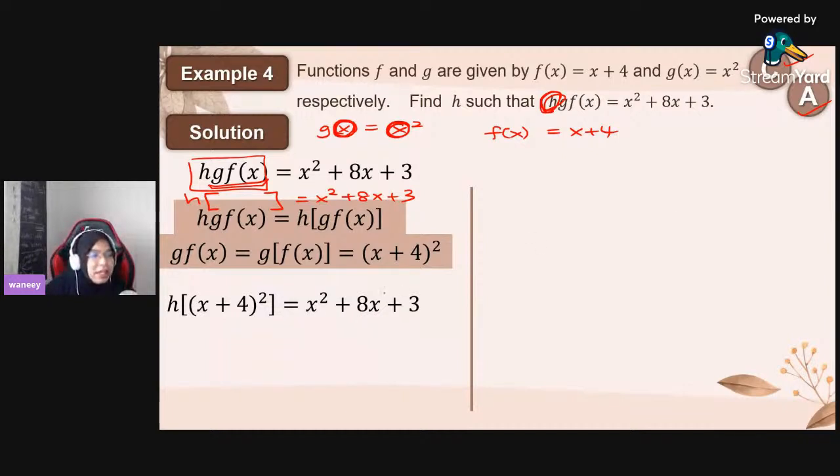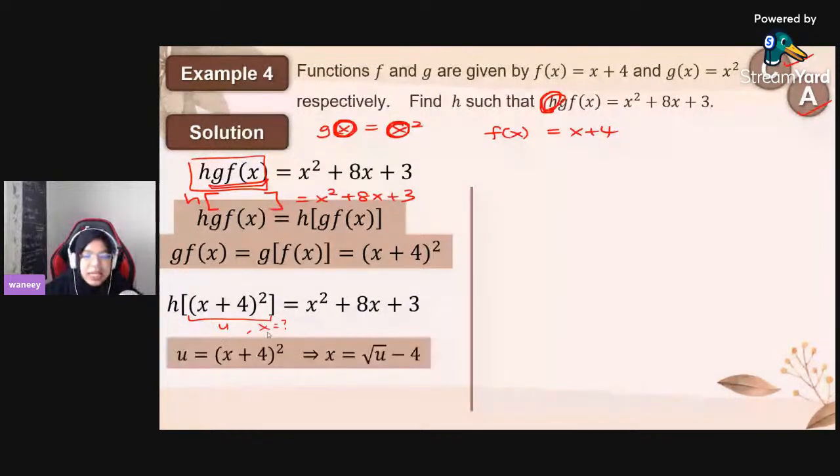Okay, so you're going to let everything at the back here to become u. So u will become x plus 4 squared, and then you are going to try to make x as the subject because we want to change everything in terms of u. Okay, so u is equal to x plus 4 squared. So making x as the subject, we are going to get x equal to square root of u minus 4. Okay, so once you have x equal to square root u minus 4, you are going to go back to this function over here and then replace everything in terms of u. So those are the fourth step because we want to find out h(u).